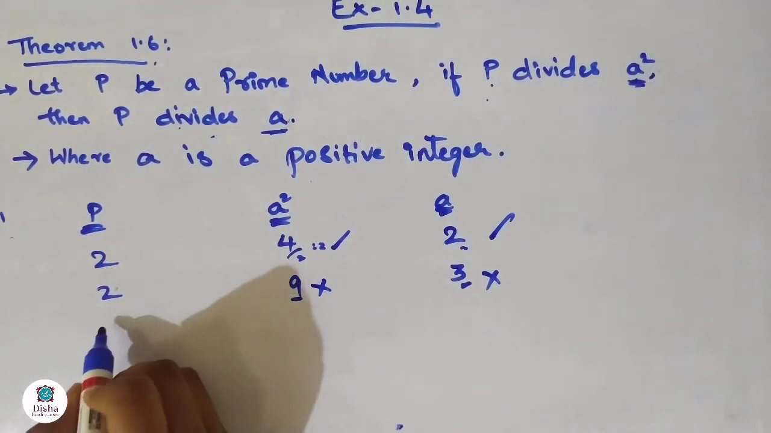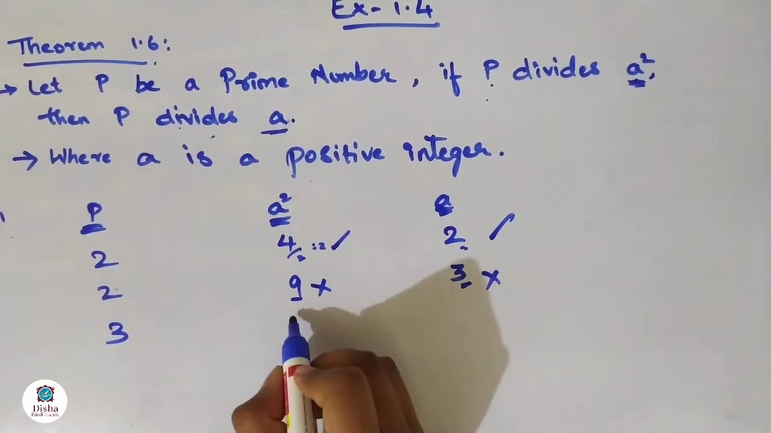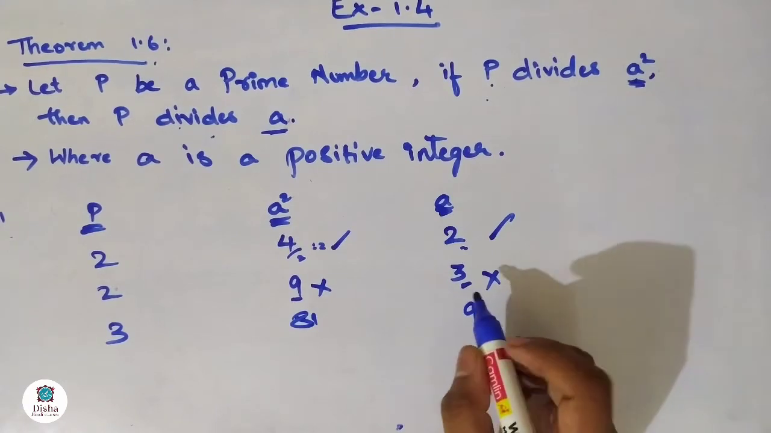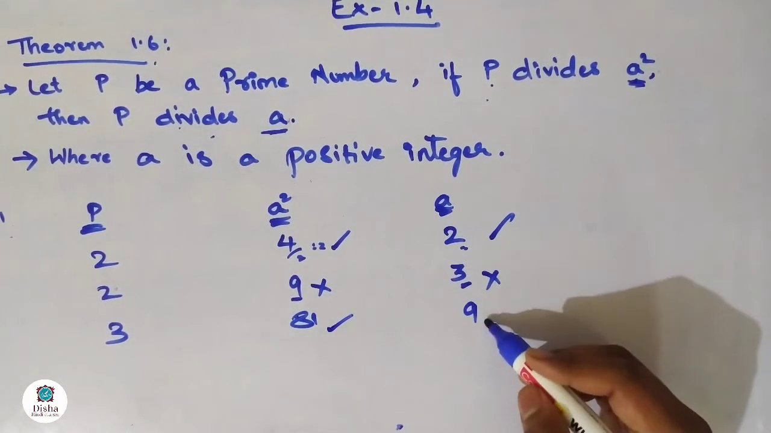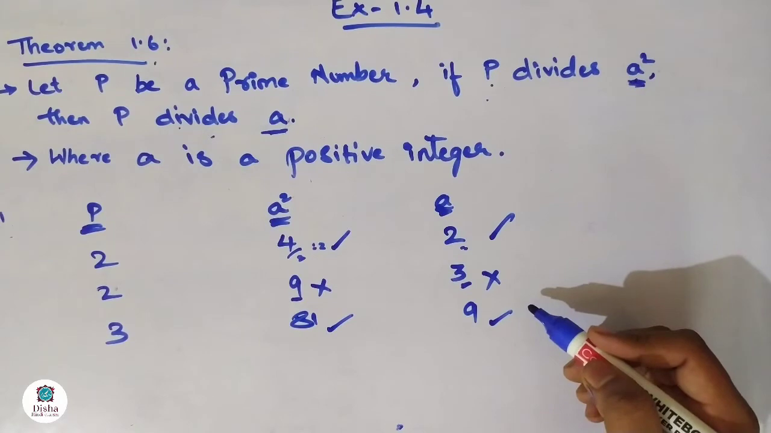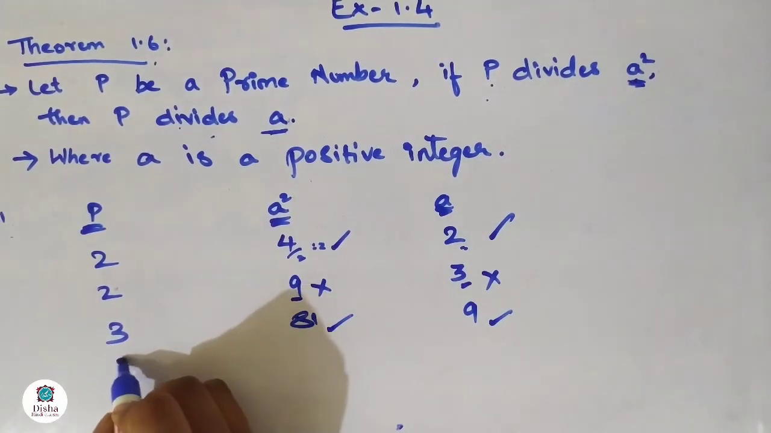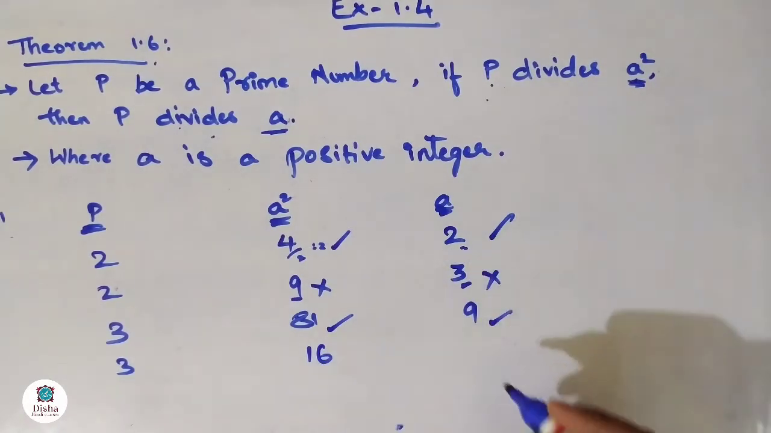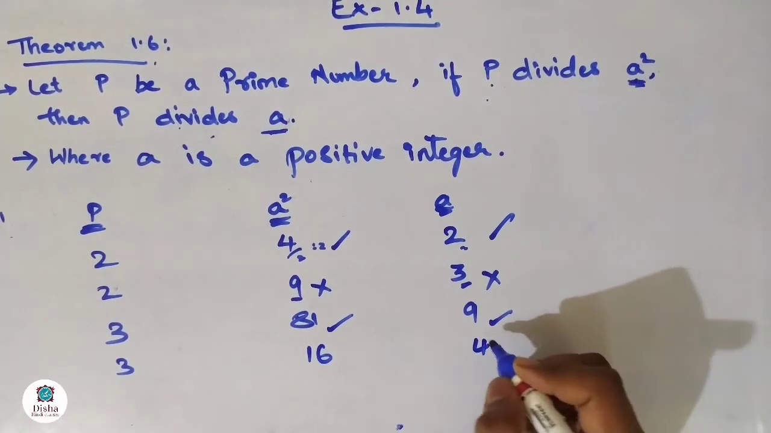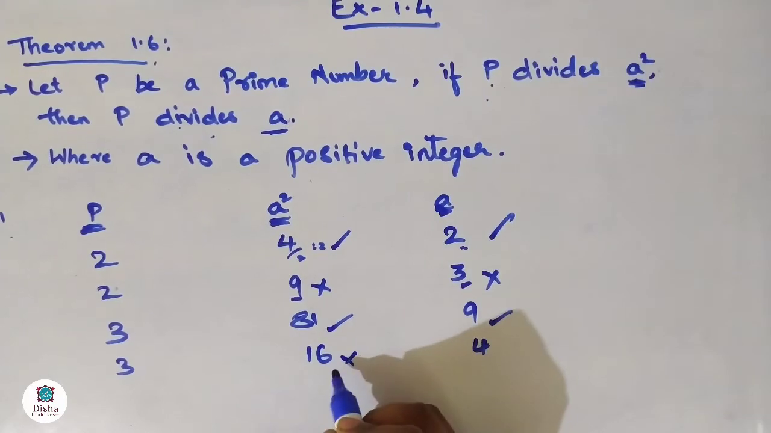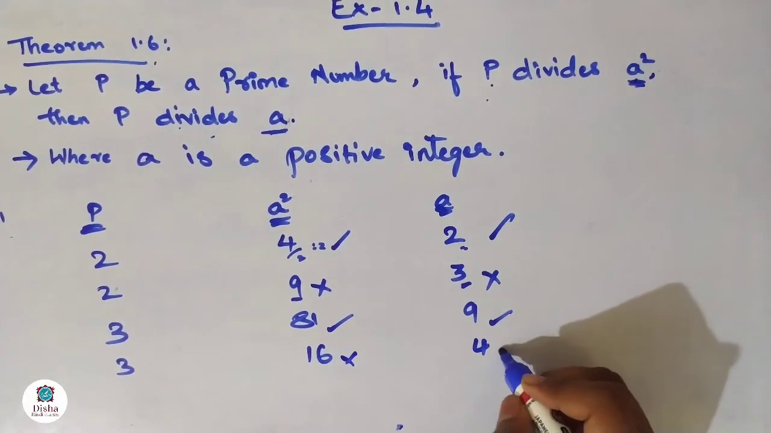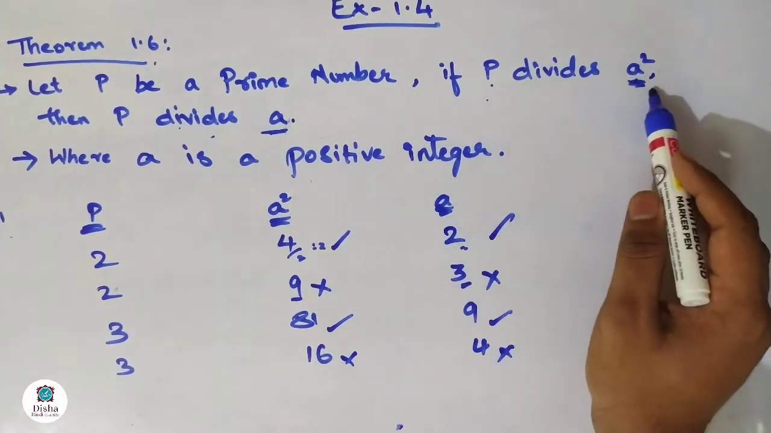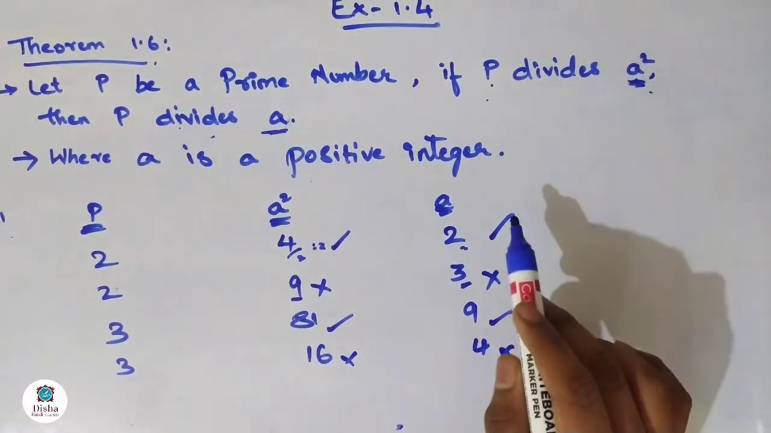So let us change the value of p to 3. Here we take a square equals 81. Here a will become 9, right? Here 3 is dividing 81 and it will also divide 9. Again we take p as 3 and a square as 16. Then a will become 4. 3 can't divide 16 and it can't divide 4 also. So you have seen the same scenario here. If p divides a square, then p divides a also. Okay.